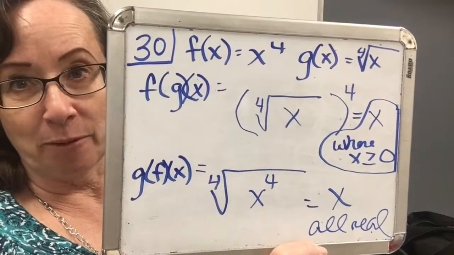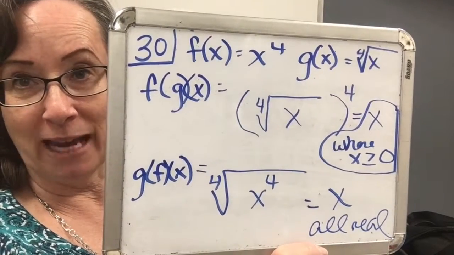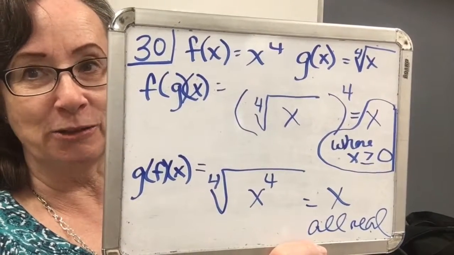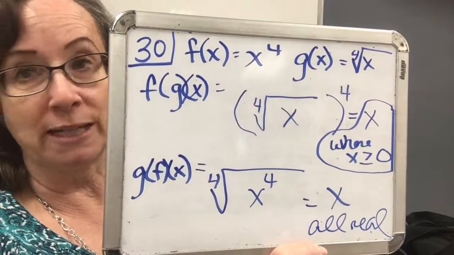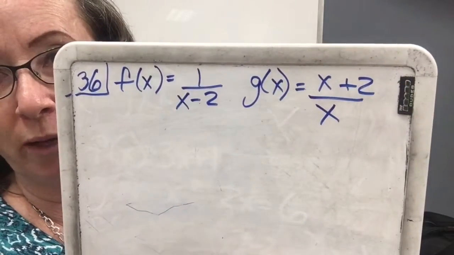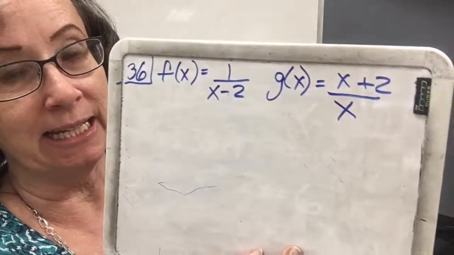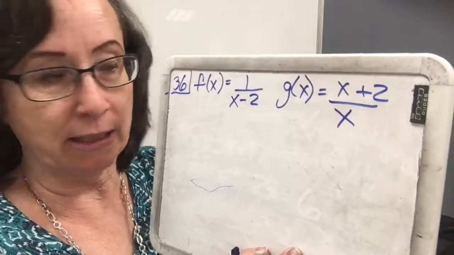So that is number 30, and I hope this is giving you an idea of how you can't really predict things until you sit down and start working about which one is the input function and which one is the output function. All right, so that's number 30. All right, so now we're doing number 36, which I wanted to do one for you that had some fractions in it because of that limiting factor of the denominator cannot go to 0.